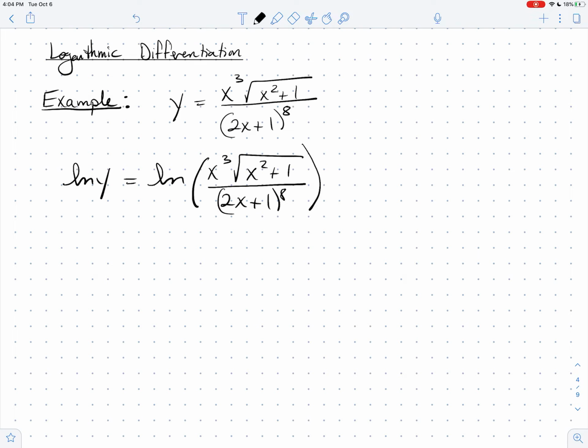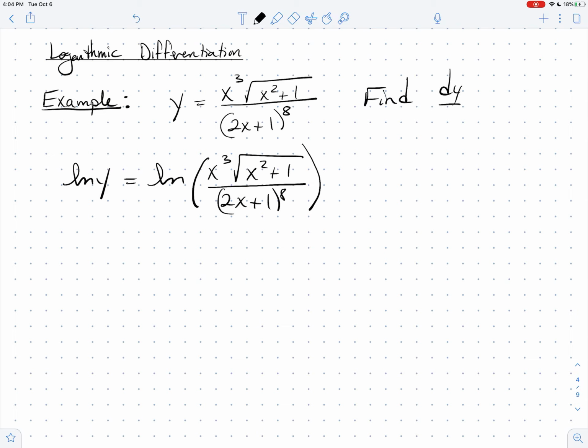Now I can almost hear some of you protesting across the spans of time here. Some of you might be thinking to yourselves, you can't do that. You can't change the problem. Well, realize I took the natural log of both sides, and so I haven't lied. I haven't made any errors. If y equals this, then the natural log of y equals the natural log of that. There's no mistakes yet. The question is, will I be able to find dy dx?